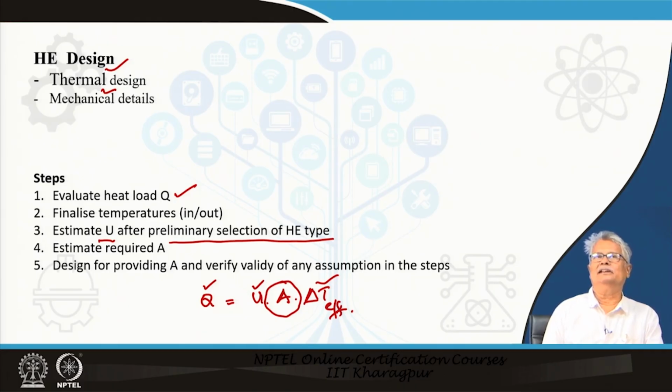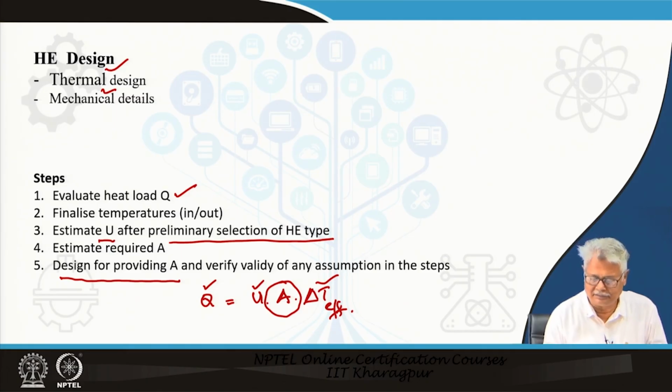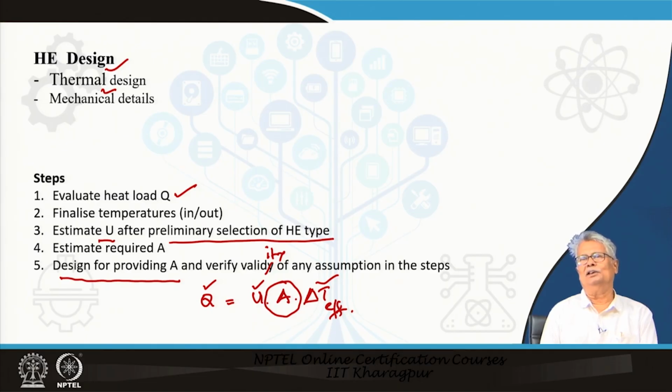So, what is left? It is deciding on the mechanical details in order to realize a practical version of this heat transfer area, which is my exchanger in reality. So, you basically design for providing the A, and during the process itself you are also expected to check the validity of the assumptions in the earlier steps. So, grossly speaking, that is your heat exchanger design procedure, and keeping this in mind, we are progressing with our shell and tube heat exchanger design preliminaries, at least today.